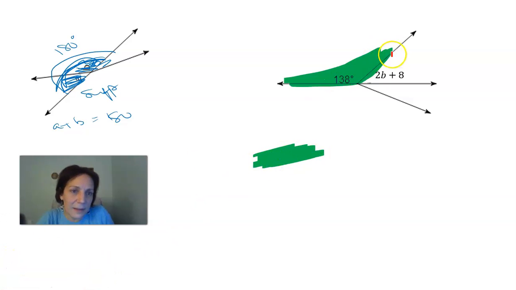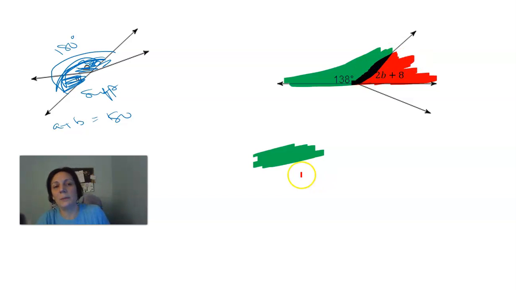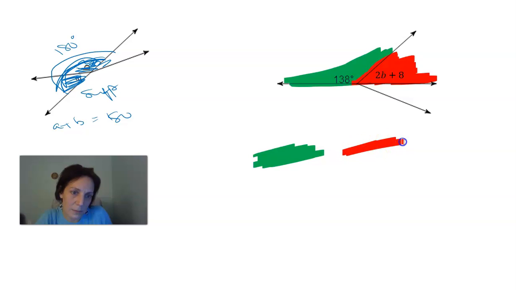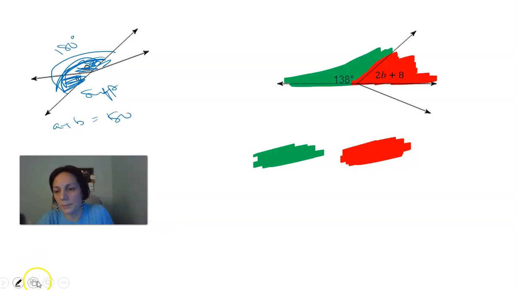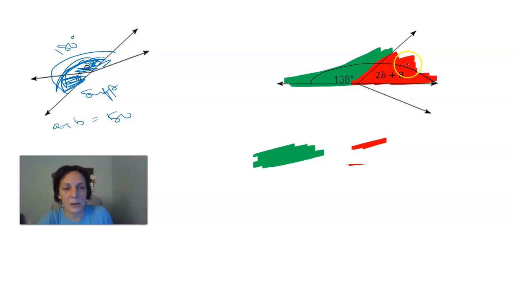And I have this angle over here, this smaller one, that they have labeled as 2b plus 8. So I have a red blob. Okay. And again, by looking at their relationship, I know they are supplementary because the two of them together make up that whole big arc, and we know that that whole big arc is 180 degrees.